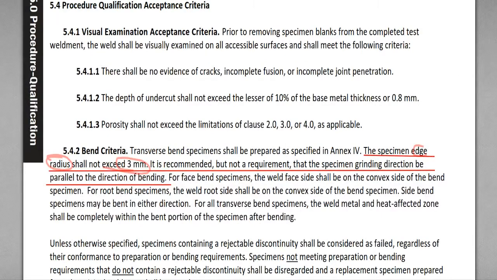And the grinding direction of the bend test specimen should be parallel to the direction of bending, but it is not a requirement. But these two, number one the radius, and number two the grinding direction, are in the actual CWI Part B exam questions, so you need to remember these two.